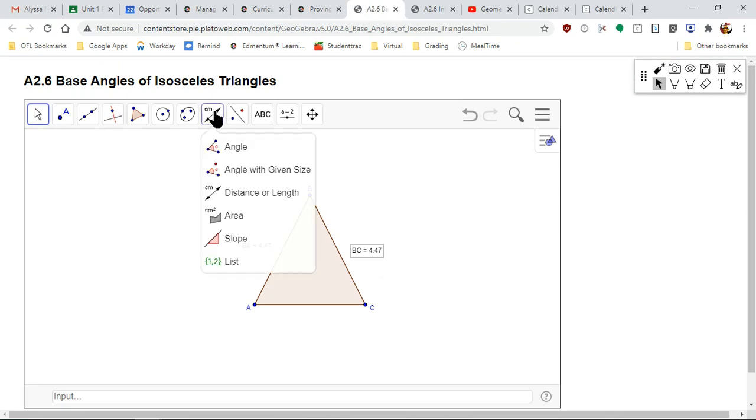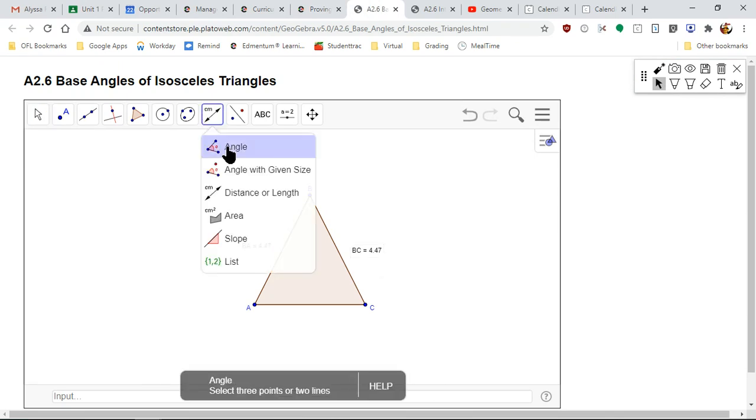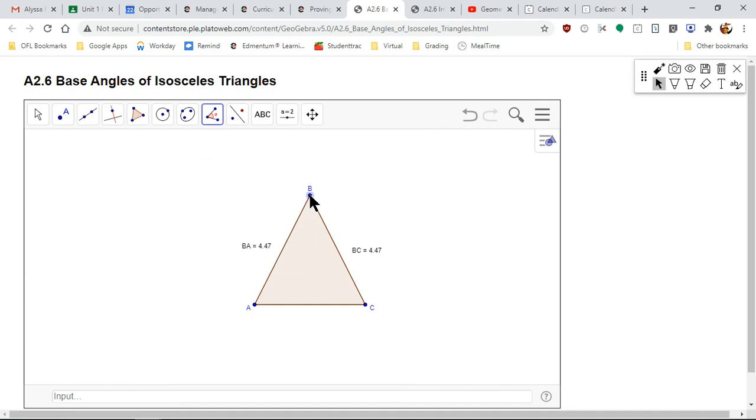So here we're going to grab our angle measuring tool, click our three points, so B, C, A, and then we want to go counterclockwise. So we want to go from C to B, with the A in the middle, so C, A, B. And we find that they're congruent.